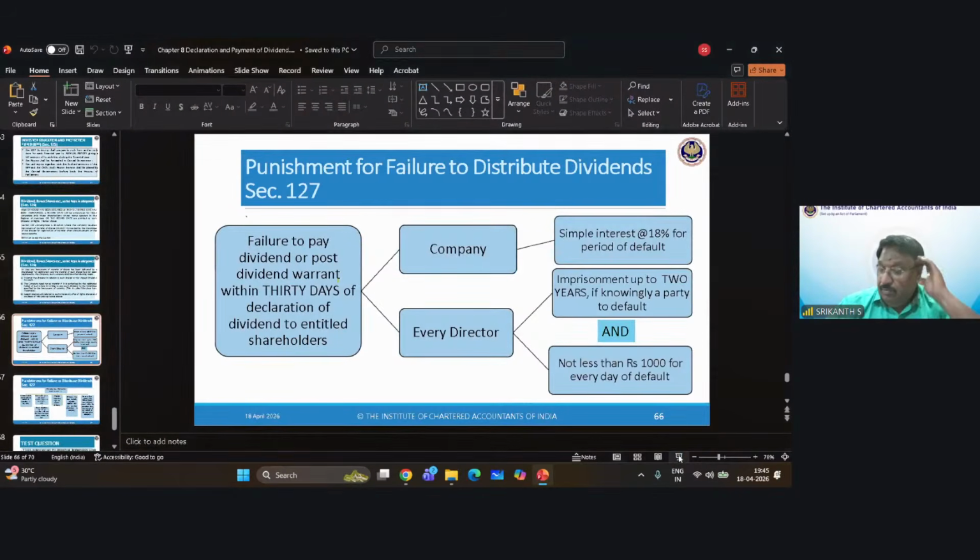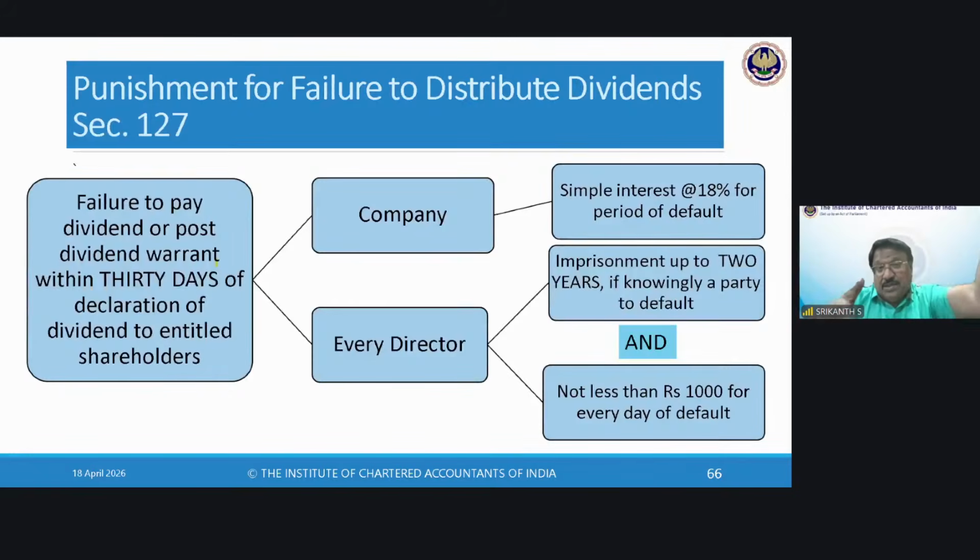Friends, non-compliance with transfer, etc. is different. Here, this is a company which declared a dividend but has not paid. That amounts to fraud. You promised to pay, but you have not paid. Therefore, the punishment for failure to distribute dividends is that the company has to pay simple interest at 18% for the period of default. Please note it, Your Honors, 12% is only for non-transfer, whereas this is a case where you have not distributed dividend at all.